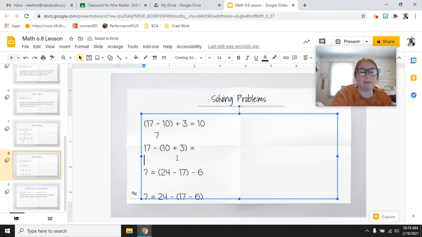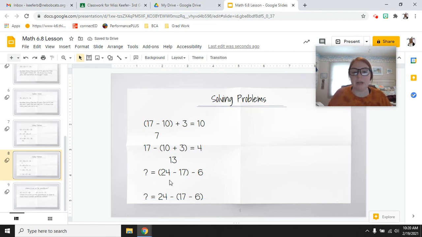And then let's look at how different our answer is for this one. We would do 10 plus 3 first, which would be 13. And then we would need to do 17 minus 13 to get our answer, which would be 4.